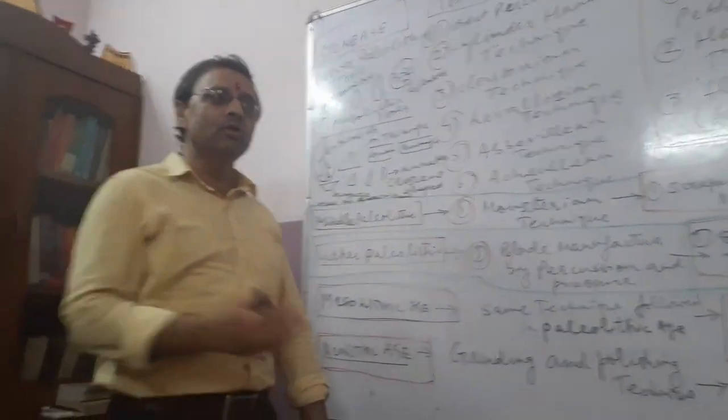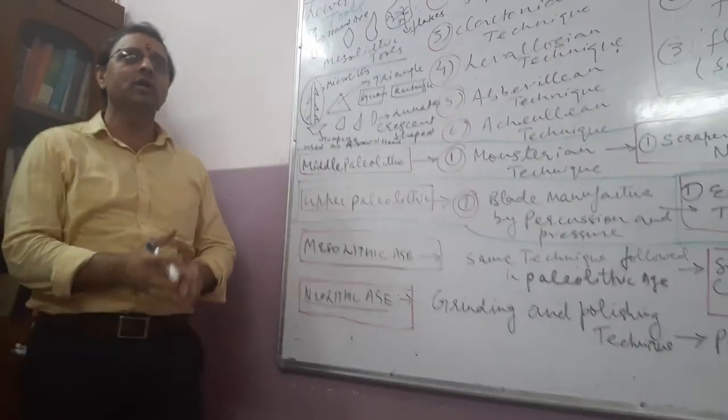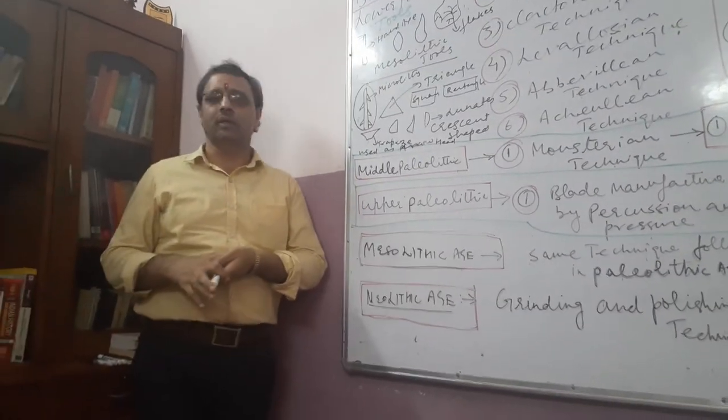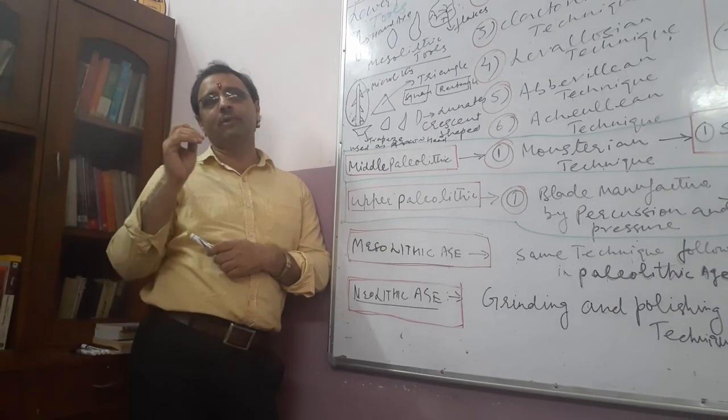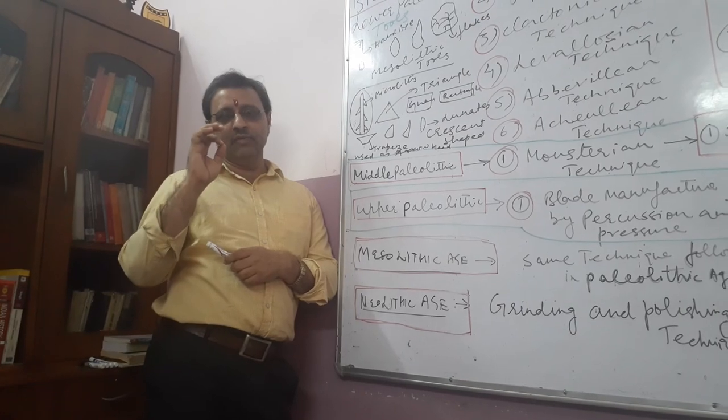Okay. After that, we have to discuss the Neolithic age. The Neolithic age is the age of the revolution. Why was it a revolution? Because now life became completely settled. There were no signs or features of the wandering life.